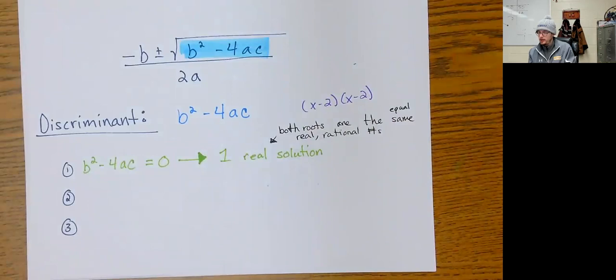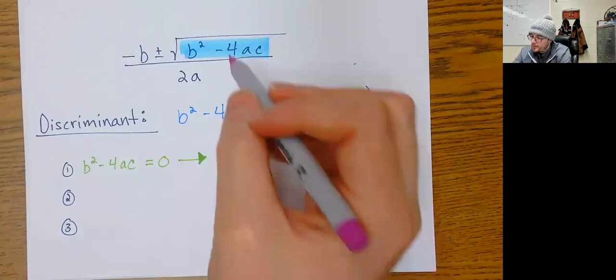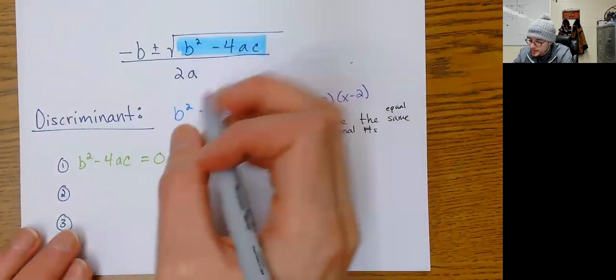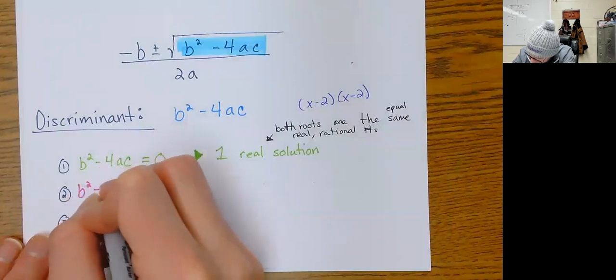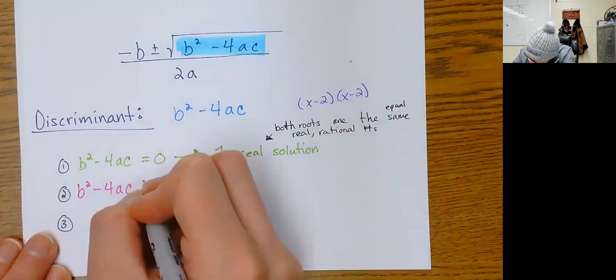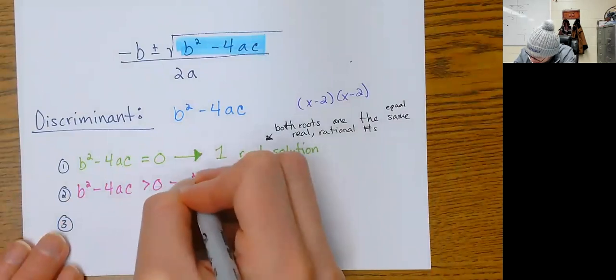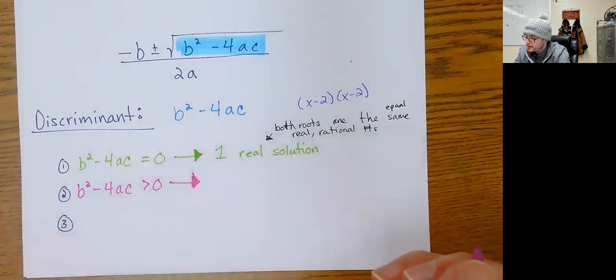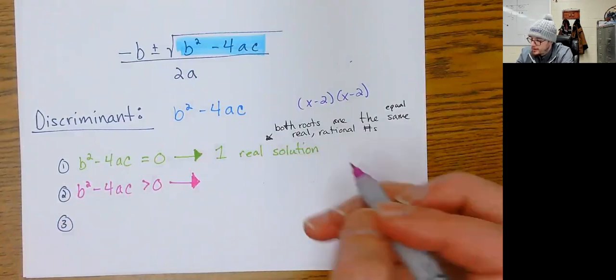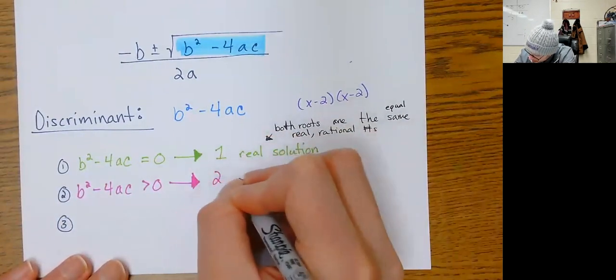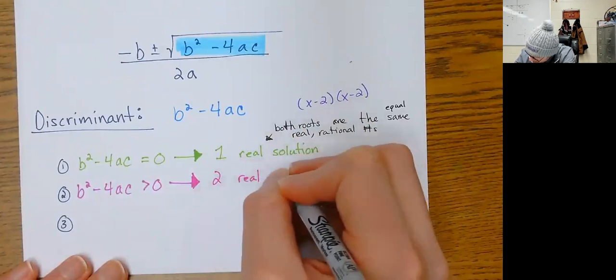What else do we got? So here it's equal to 0. What happens if it's greater than 0? What if you do all of this inside and you have the square root of a positive number? What happens if b squared minus 4ac is greater than 0? This means you're going to get two real solutions, which could be rational or irrational.